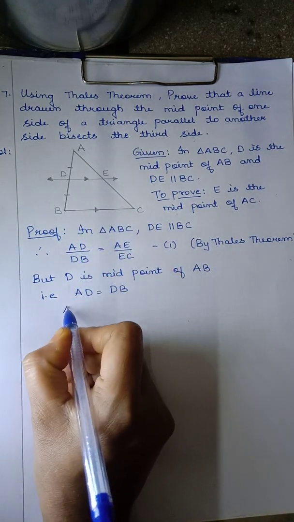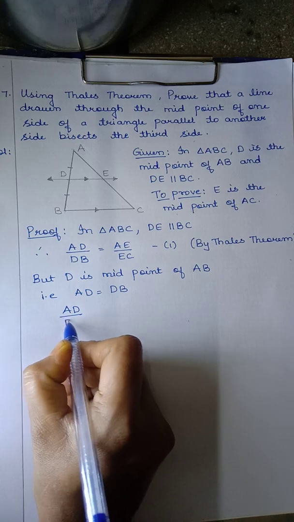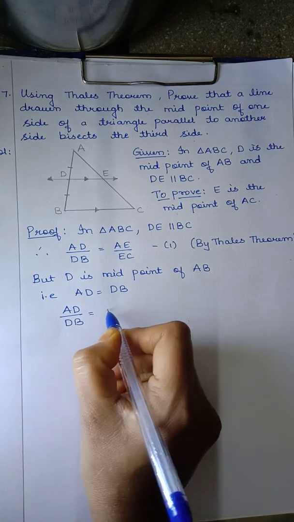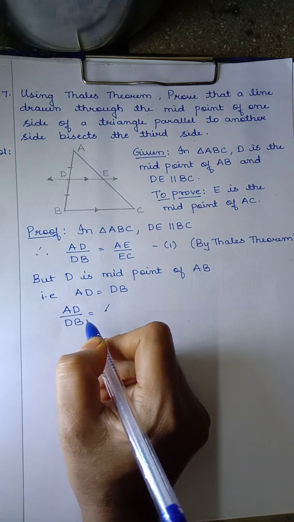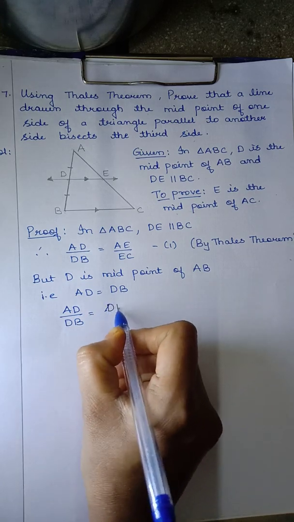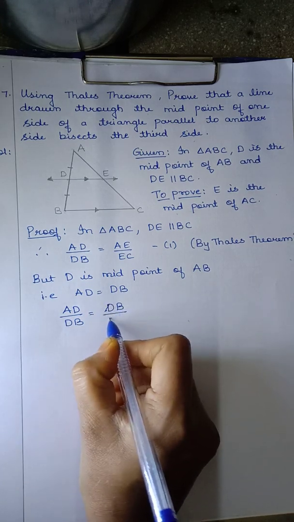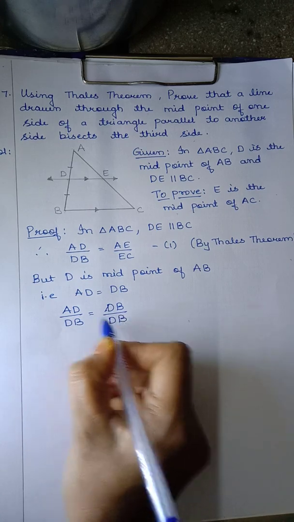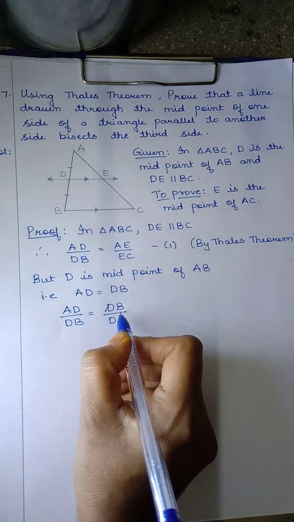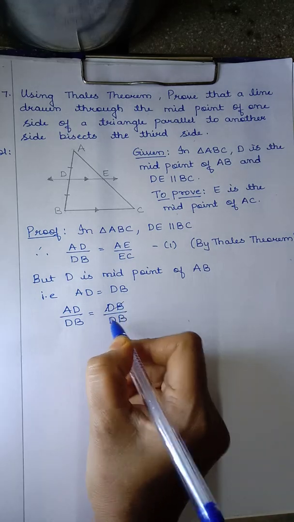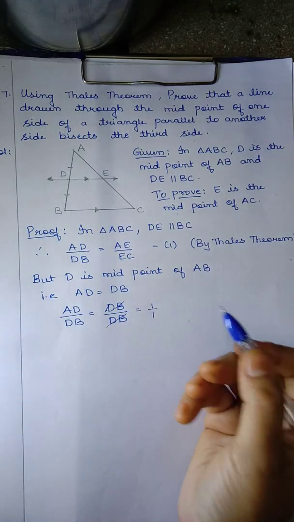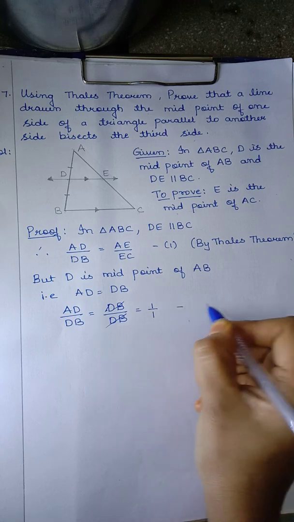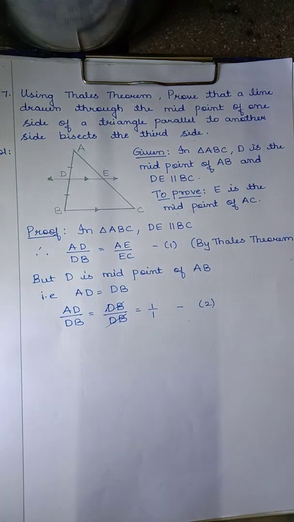So AD upon DB can be written as, in place of AD I can write DB, because AD is equal to DB. So I can write DB upon DB. DB as it is, and in place of AD I have written DB. So DB and DB will get cancelled, and you will get 1 upon 1. Let us consider this as the second equation.